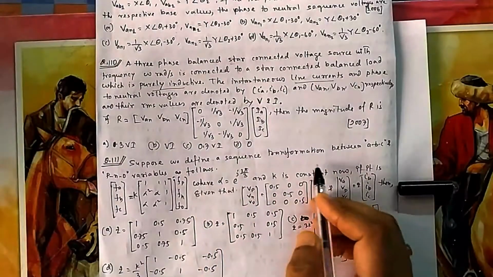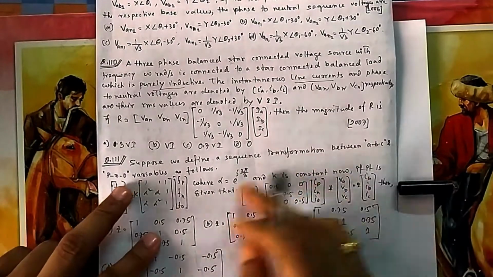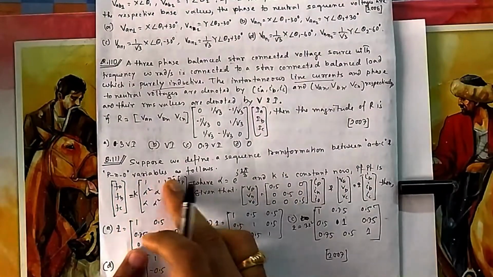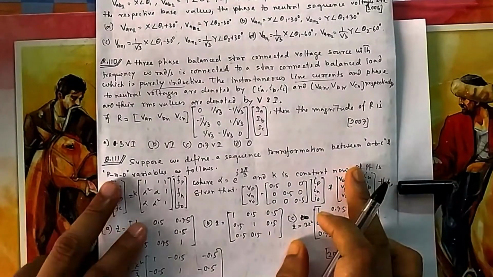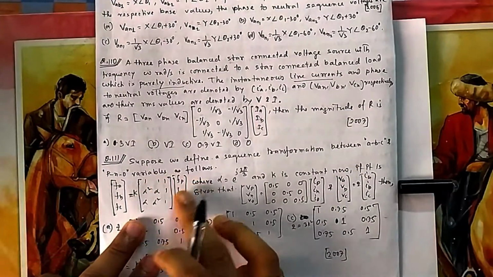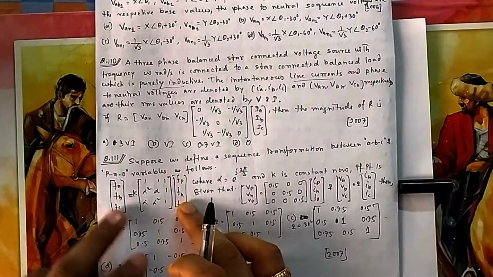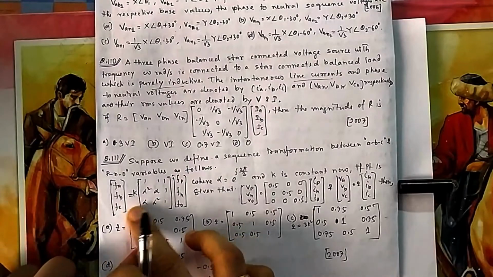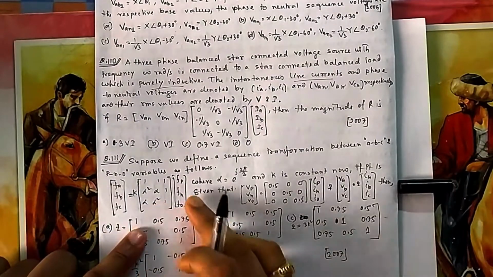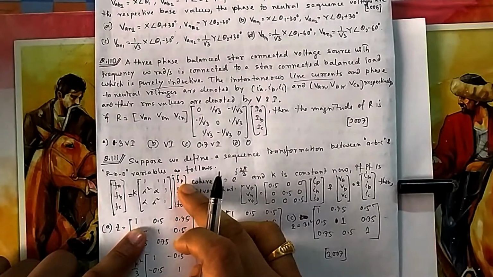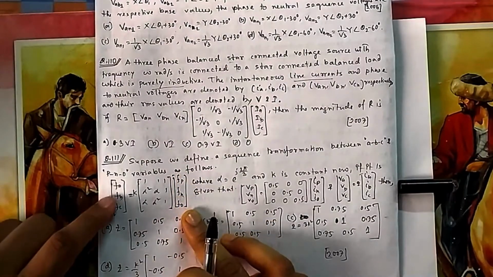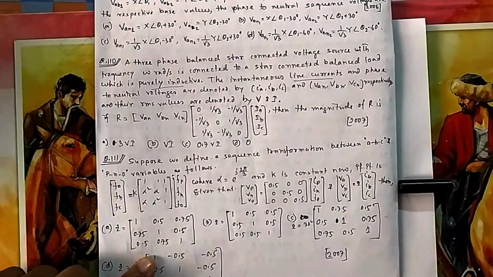Suppose we define a sequence transformation between phase ABC and positive, negative and zero sequence. Suppose they have named the variables in ABC and P and O as follows. If you want to go from P and O to ABC, then this is the transformation. This is the same sequence transformation between positive, negative and zero sequence and phase currents. So this we know already.